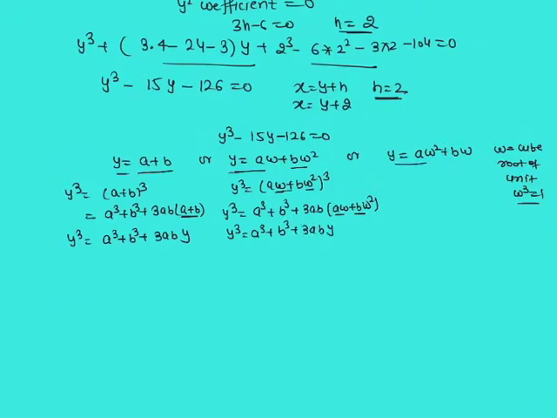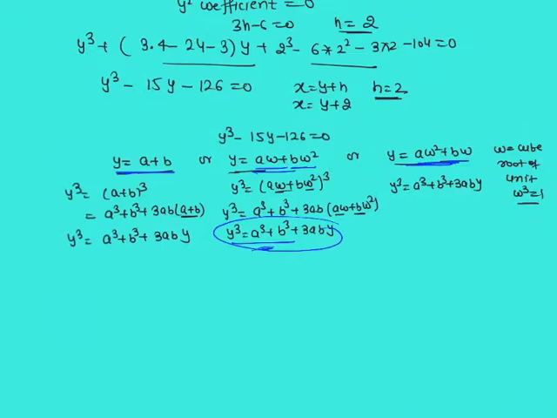Similarly, if I do this one cube, we will get y cube equal to a cube plus b cube plus 3ab y. From these three equations, if I do cube, we will get this equation. That means from this equation we will get three y values. One is a plus b, other is a omega plus b omega square, and other is a omega square plus b omega.